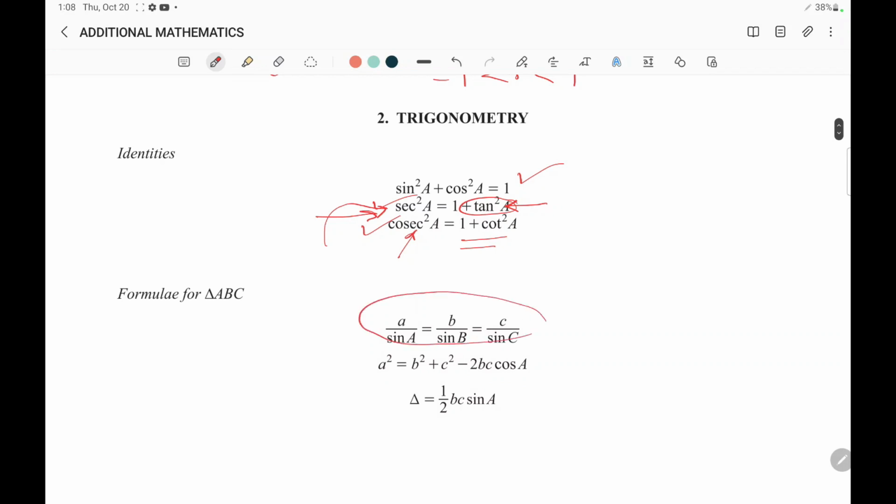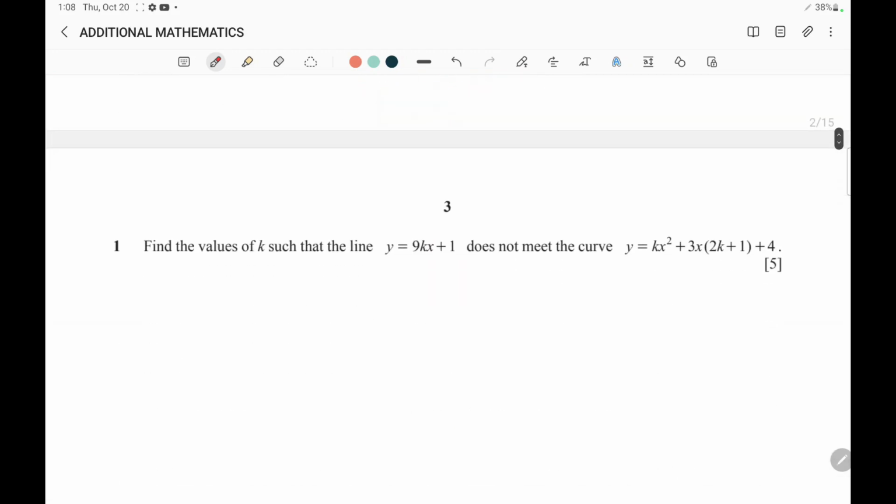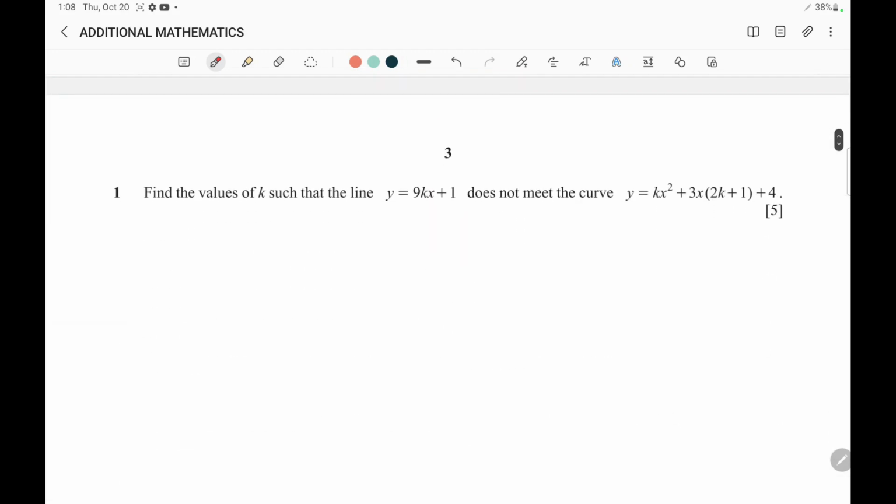Now this is the sine rule. We know that this is the cosine rule, and this is the area of the triangle. Now, this is our first question.